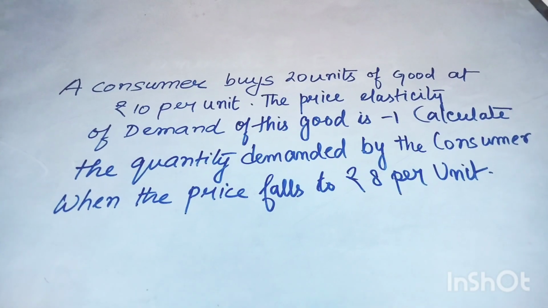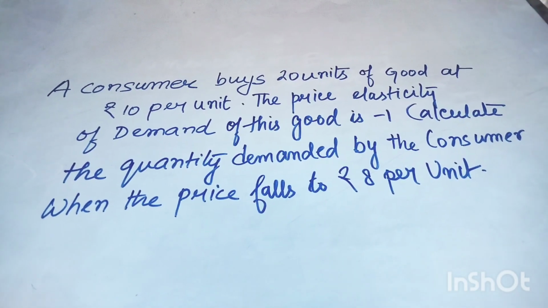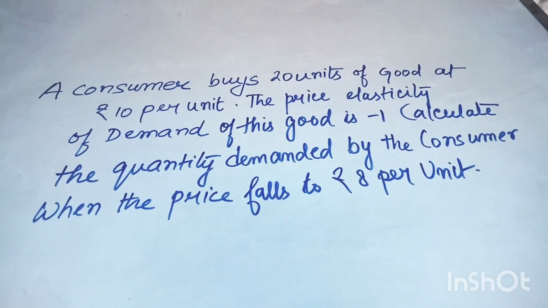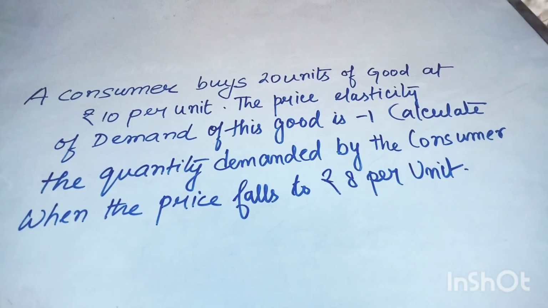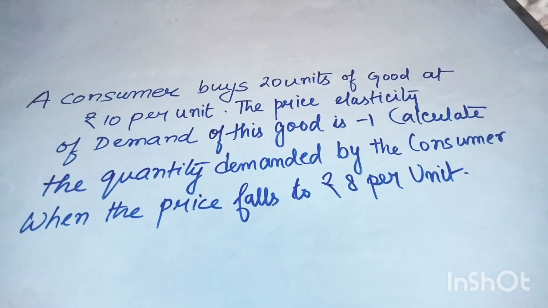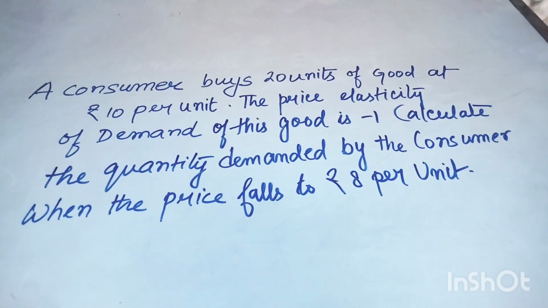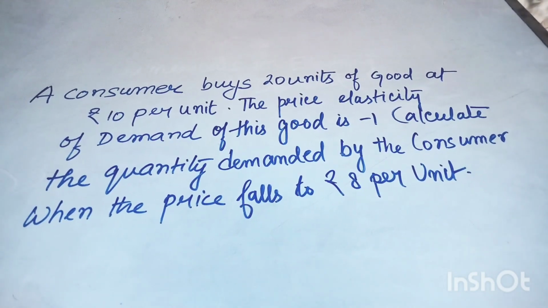Okay, let's read the question. A consumer buys 20 units of good at rupees 10 per unit. The price elasticity of the demand of this good is -1. Calculate the quantity demanded by the consumer when the price falls to rupees 8 per unit. Whatever is given in the question, first we are going to write it down.